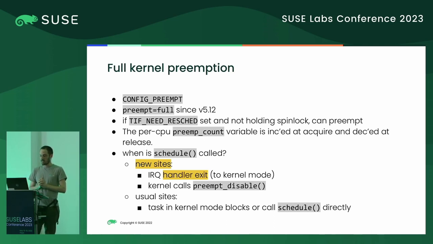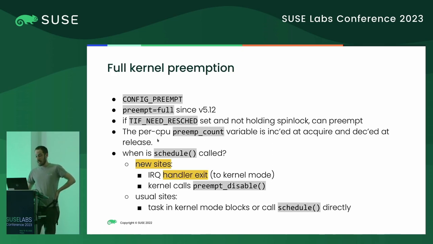How do we know if the flag is set? Easy, we check it. But how do we know if we're not holding a spin lock? There is a variable, preempt count, that originally was also per task. Then it was made per CPU. But in any case, this variable is incremented when we acquire a spin lock and decremented when we release it. So if it's zero, we're not in a critical section protected by a spin lock, and we can be preempted.